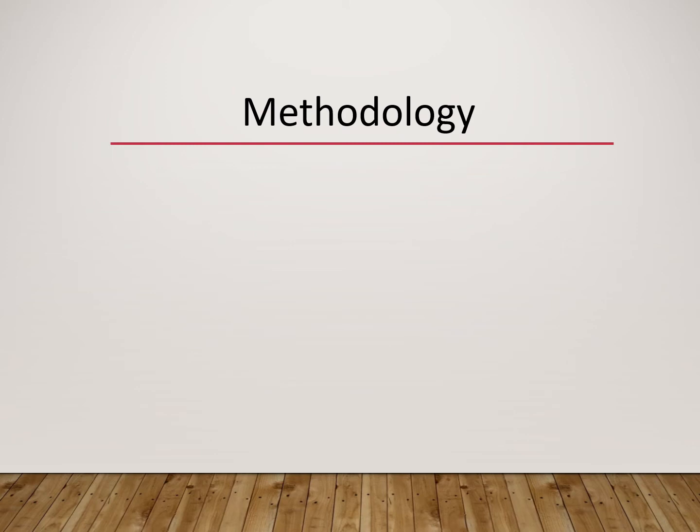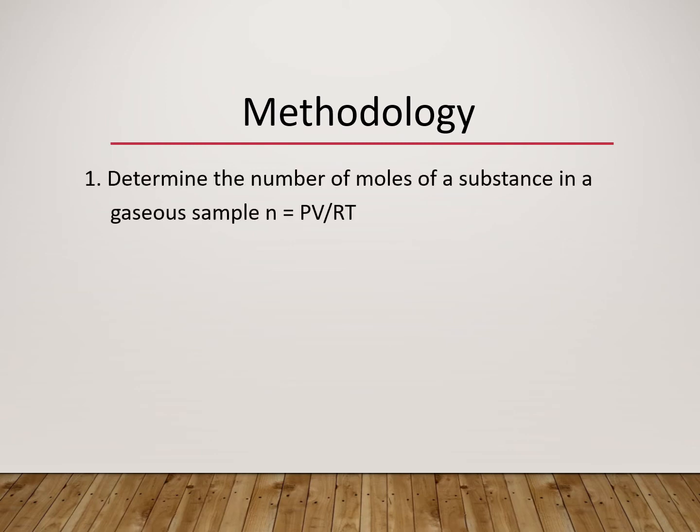So our methodology, what we're going to achieve in this lab, first we're going to determine the number of moles of a substance in a gaseous sample. To do this, we can rearrange the ideal gas equation, and we can take that n by itself, which corresponds to the number of moles. So that will equal the pressure times the volume divided by the ideal gas constant times the temperature. So we can easily measure the pressure, volume, and temperature for the sample of gas, and then we have the ideal gas constant, which is always the same.